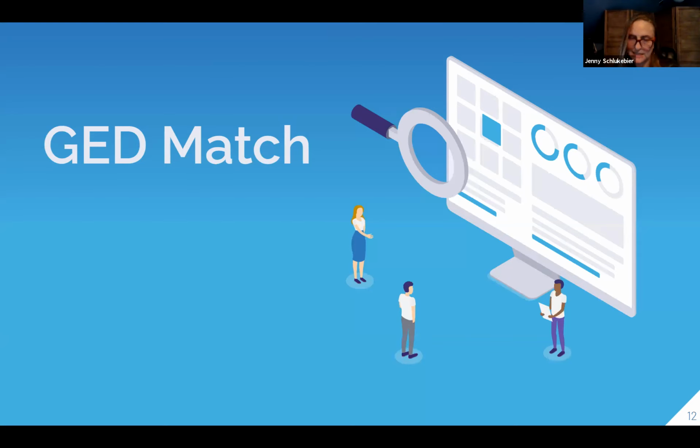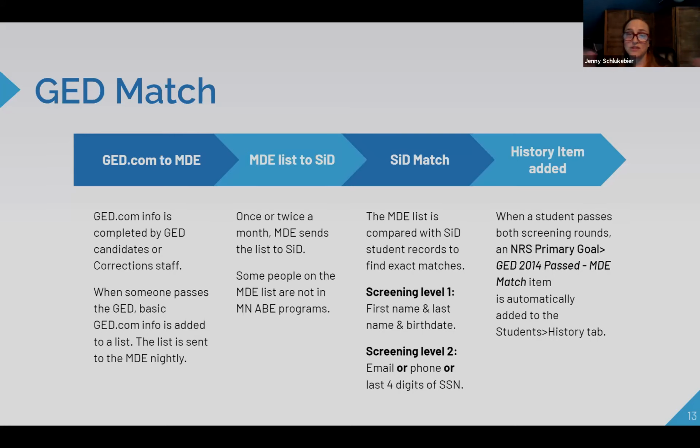I'm going to move on to the next section, data maintenance, where I want to talk a little about the GED match. And like I said, this fits in with data maintenance because our system, SiD, a few years ago, everyone should be familiar with this. Our system now does a data match with the GED system. And so any student of yours who takes the GED and passes, we should be able to get that information, and it should automatically populate your student's record with the fact that they got that goal, that they passed the GED.